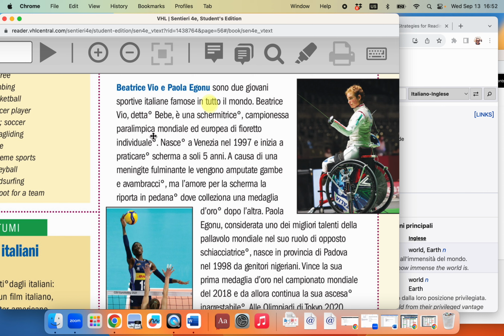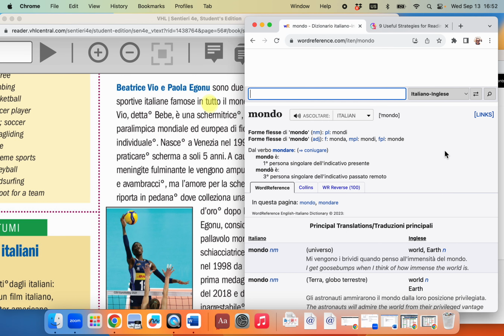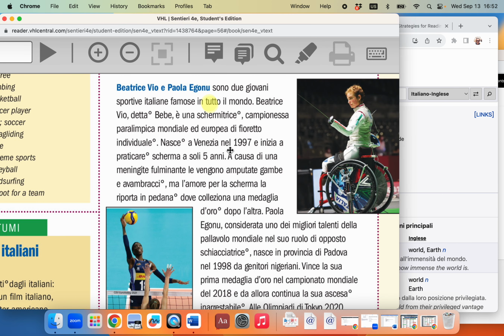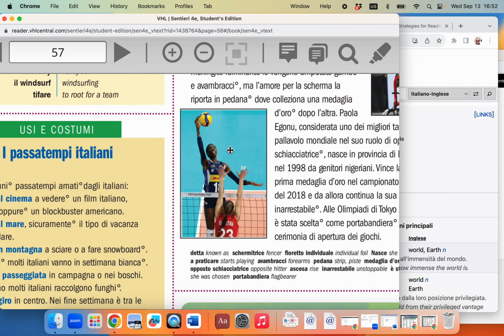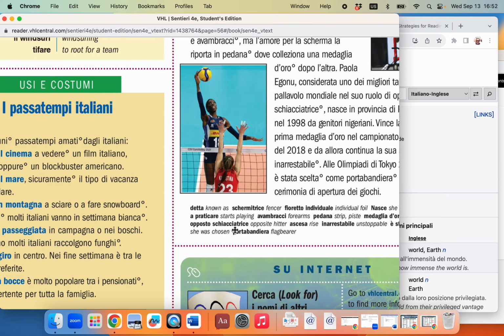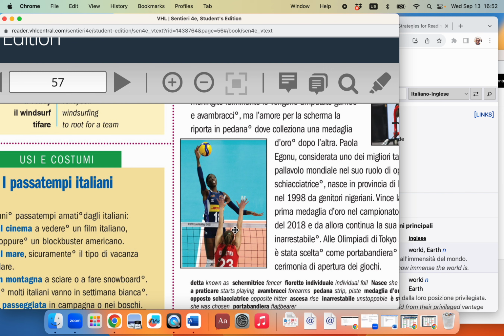Campionessa paralimpica. If I don't know these words, again, I put them in my WordReference and I look for the meaning. So you have to do this. Is this fast? No, it's not fast. Is it easy? Might not be easy, but you can get a hold of it and you can practice, and things will become easier and easier. Expect to spend some time on these readings because that's just what it takes. But you will see that with time, the process will become easier, smoother, and faster.